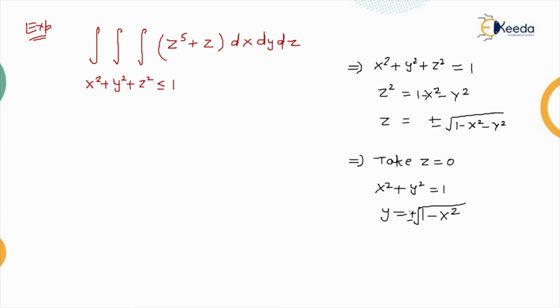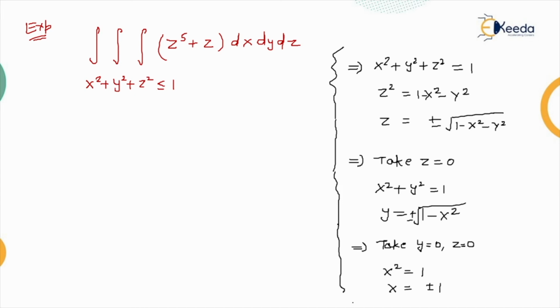Am I right here? And after that you have to take y0 as well as z0. If you take y0 as well as z0, this relation will give you x square is equal to 1, and the value of x is equal to plus minus 1. So how can we find the limit? I hope everybody can understand now. First of all you have to find the value of z in terms of x and y. After that you take z0 and you get y, and then you substitute y and z, both 0, and you get the value of x. Clear?